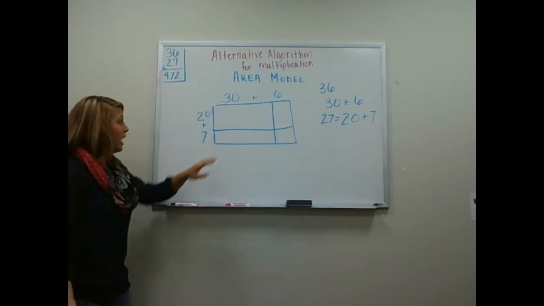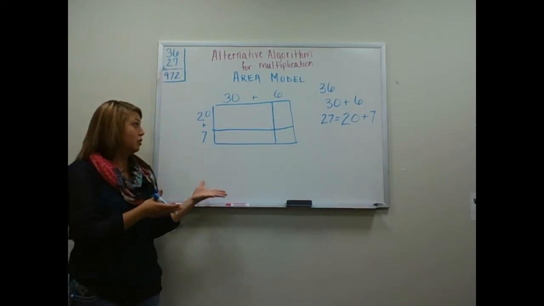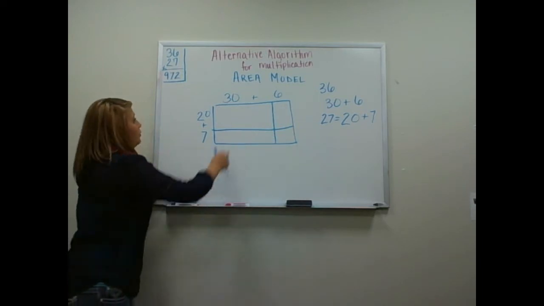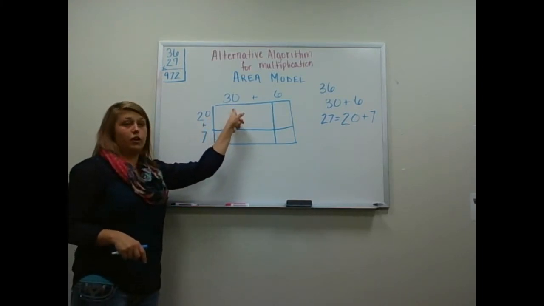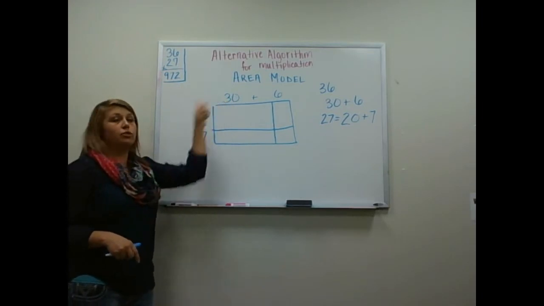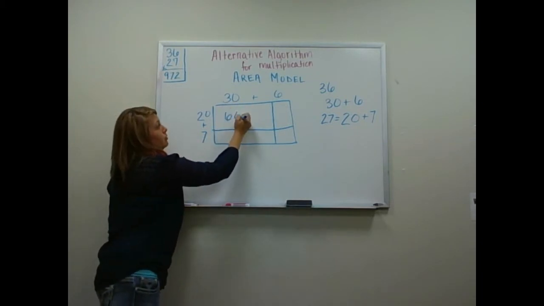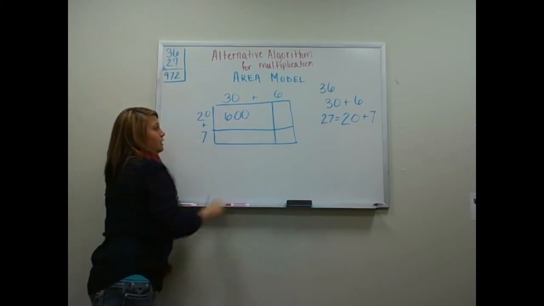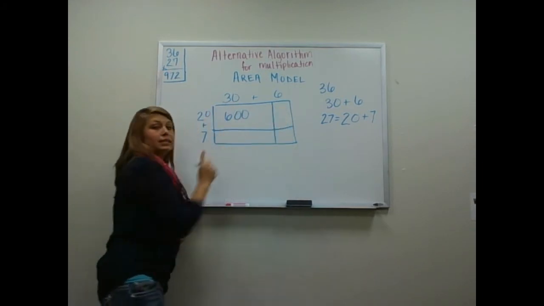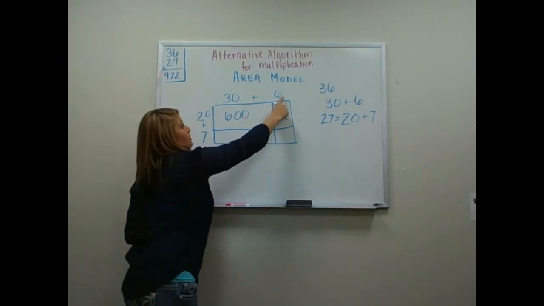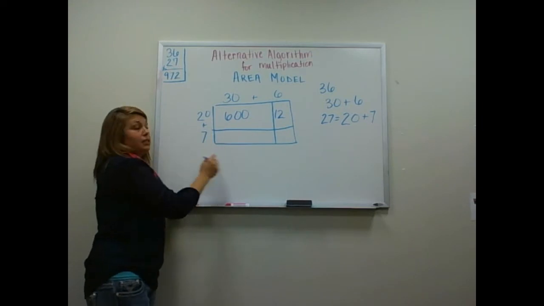So just like I said, we have 1, 2, 3, 4 squares, or 4 rectangles within our rectangle. For this area, I'm going to multiply 20 times 30. I know that 2 times 3 is 6, and I have 1, 2 zeros. The area for here is 600. Now, 20 multiplied by 6, we look at 2 times 6 equals 12. I have 1 zero.